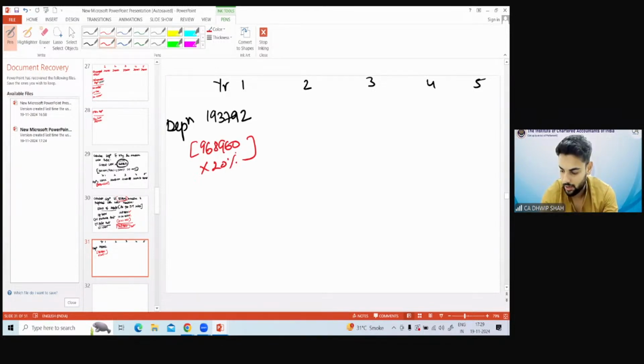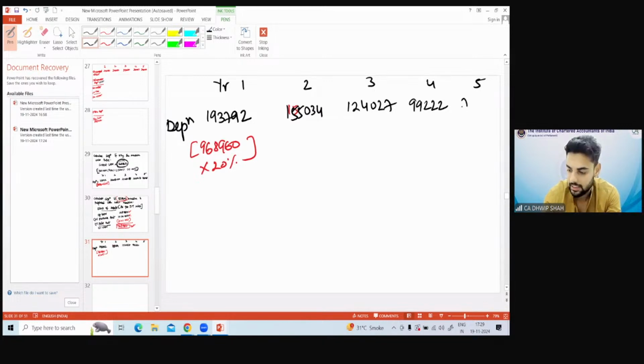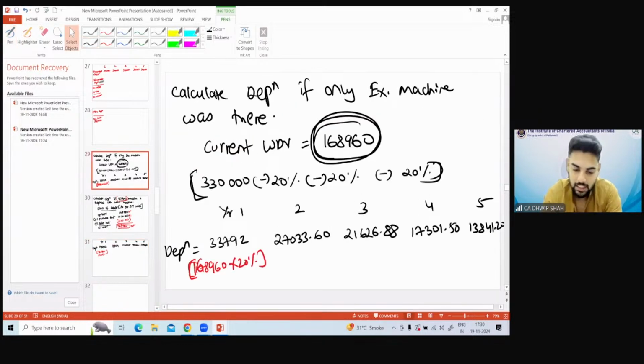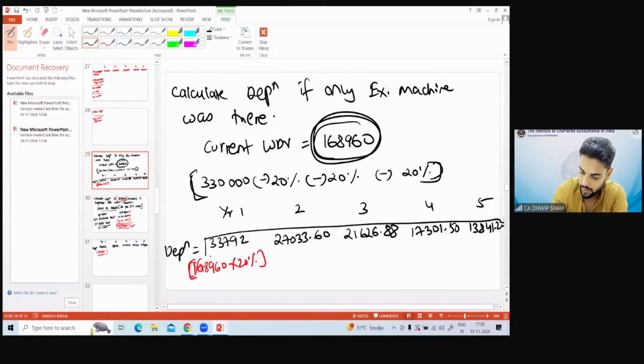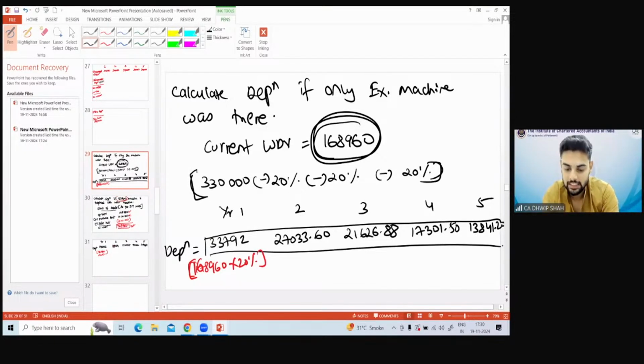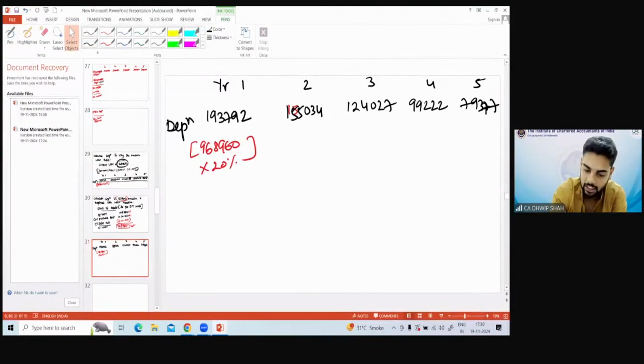So for year 2, it would be 155,034. For year 3, it would be 124,027. And for year 4, it would be 99,222. For year 5, it would be 79,377. Are you getting this? So if the old machine was continued, these are my stream of depreciation each year. And if the new machine is replacing the old machine, these are my stream of depreciation.